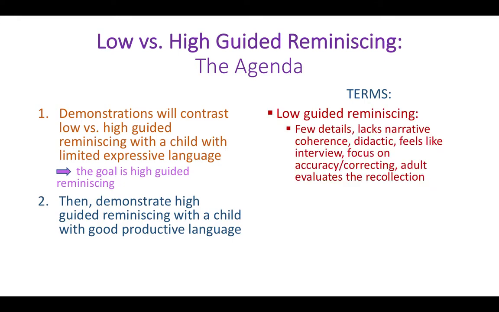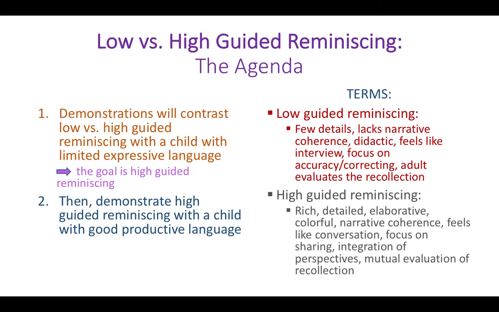Low guided reminiscing has few details, lacks narrative coherence, is didactic, feels like an interview, focuses on accuracy and correcting, and here the adult evaluates the recollection. High guided reminiscing, on the other hand, is rich, detailed, elaborative, colorful, has narrative coherence, feels like a conversation, focuses on sharing, integrates perspectives, and is a mutual evaluation of the recollection.